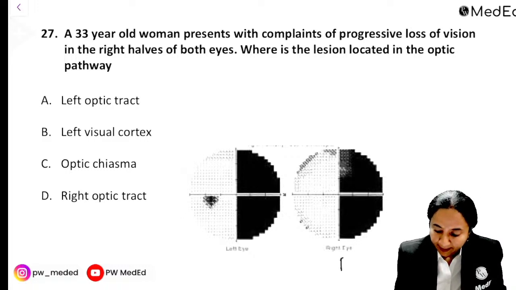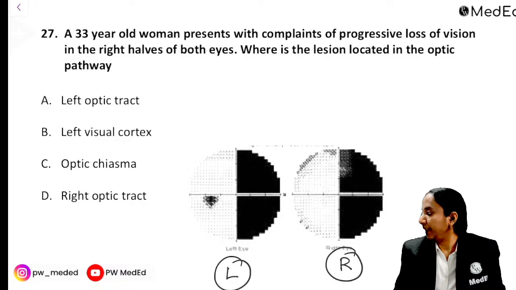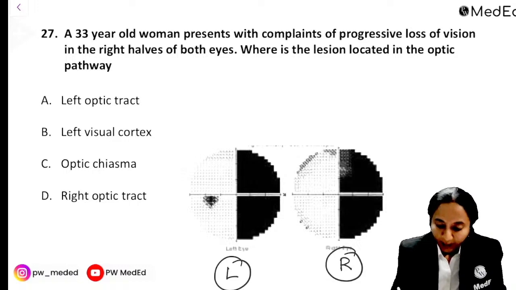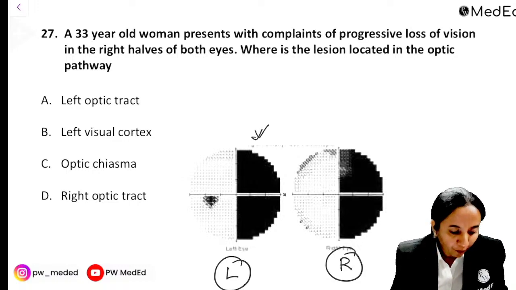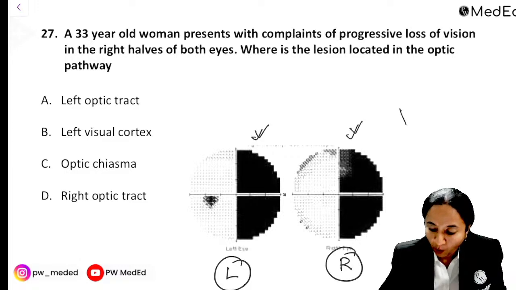See, this is the right eye and this is the left eye, correct? So the nasal part of one eye and the temporal part of the other eye are affected. So this is a homonymous hemianopia.